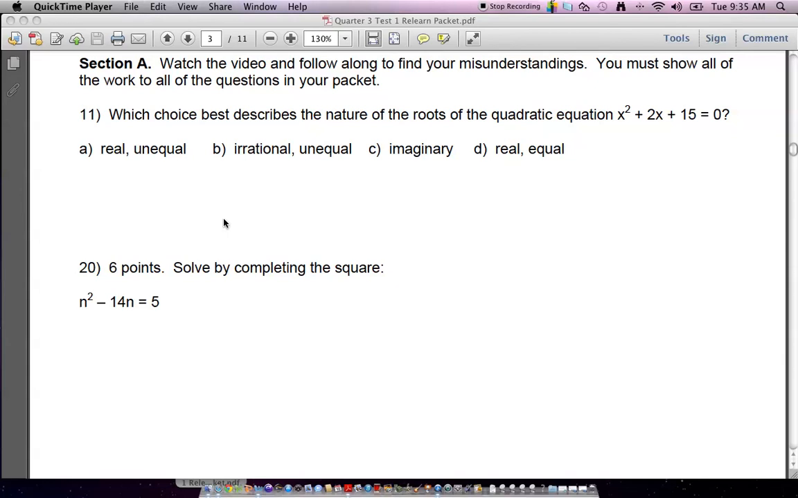So now we're up to part 3, and there are 3 questions which make up part 3, numbers 11 and 20 and 21, I believe. So let's go through these questions one by one, and let's see what's going on here.